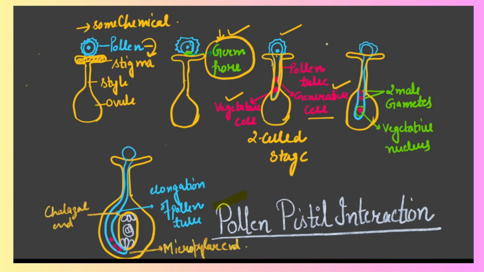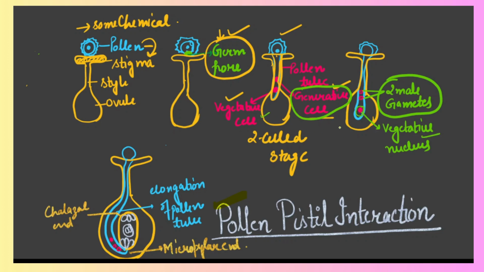Now, when the pollen tube elongates, the generative cell generates two male gametes, and the third cell is the vegetative cell.